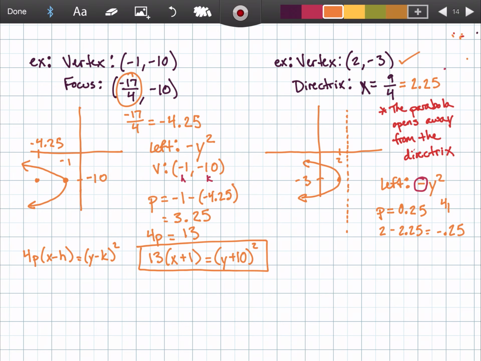That makes 4p equal to 1. So our equation becomes 1 times x opposite of h, which is 2, which equals y opposite of k, which gets plus 3, all of that quantity being squared. And we don't need to have that 1 there because 1 times anything is just itself. And there you go for that. Okay, like I said, if you have questions, feel free to email me. We could talk about it.